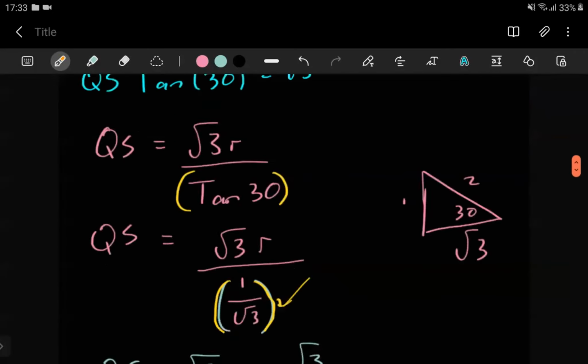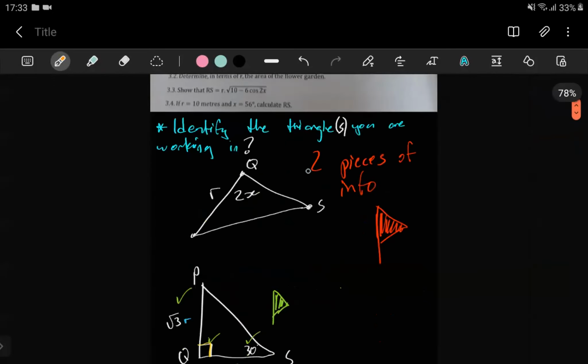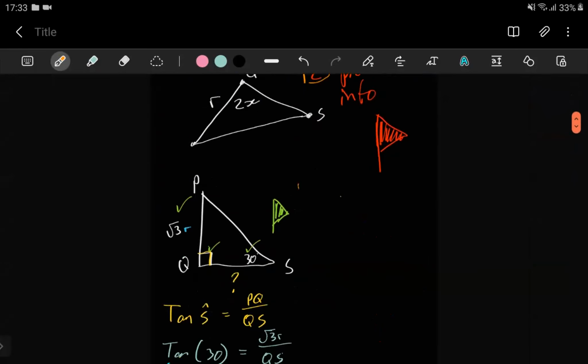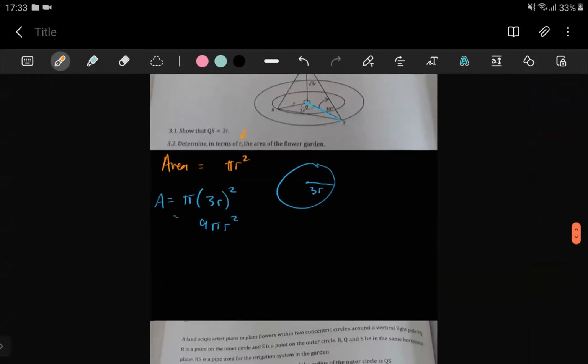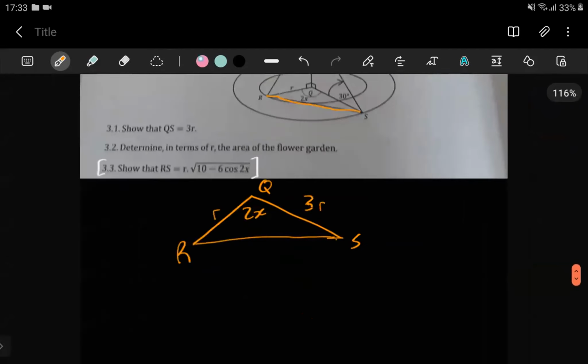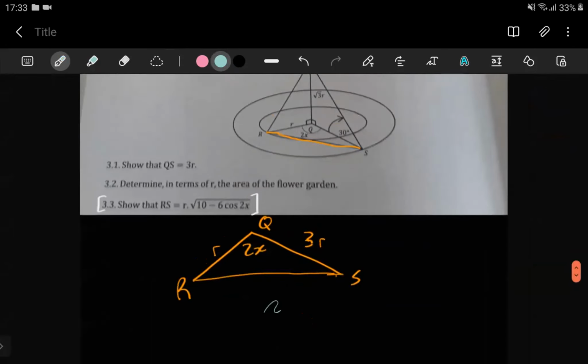Like we said here, the reason why this one was a red flag is because there's only 2 pieces of information. We need at least 3 pieces of information. So that's why here, if you look nicely, we have 3 pieces of information. And if we need RS, this is where our study guide somewhat comes into play.